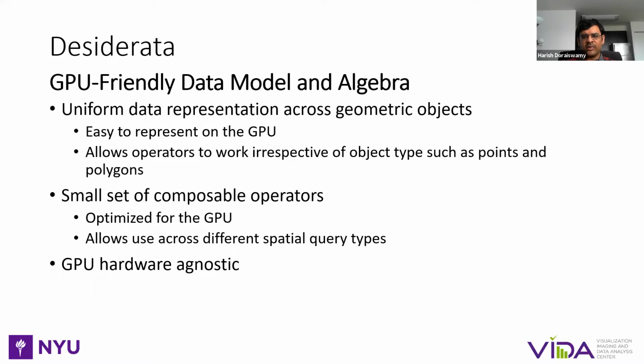So our aim in this work is to design a GPU-friendly spatial model and algebra. Basically, we want the model to be easily represented on the GPU and also have a uniform representation of the data irrespective of the type, thus allowing the same implementations to work irrespective of the input primitive type. As for the algebra, we want a small set of operators that are optimized for the GPU, and we also want them to be hardware agnostic.